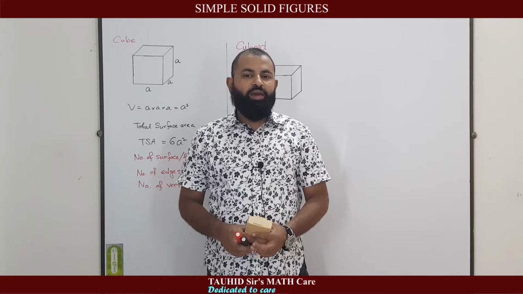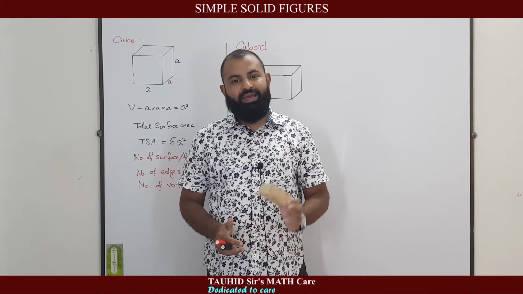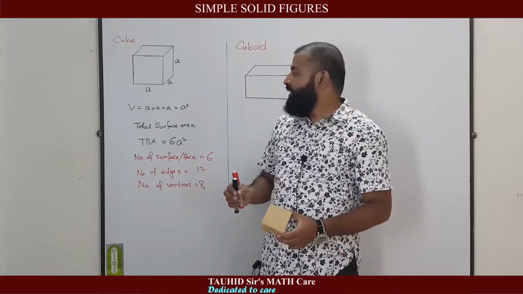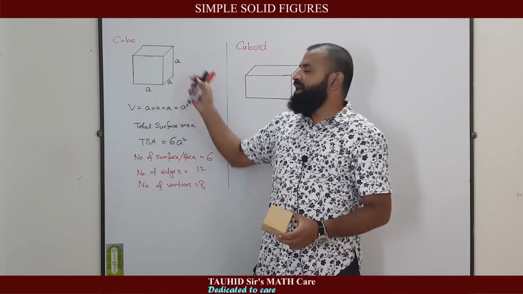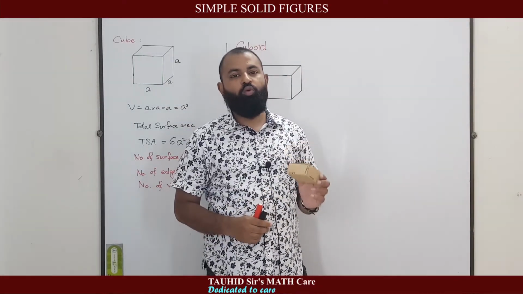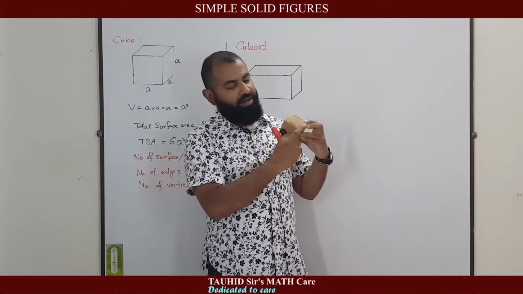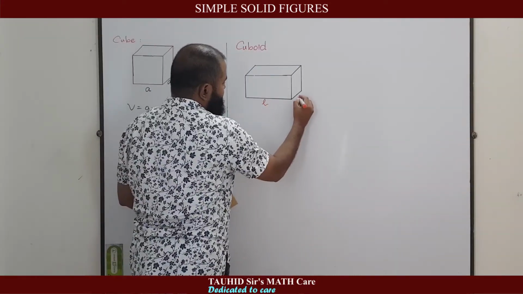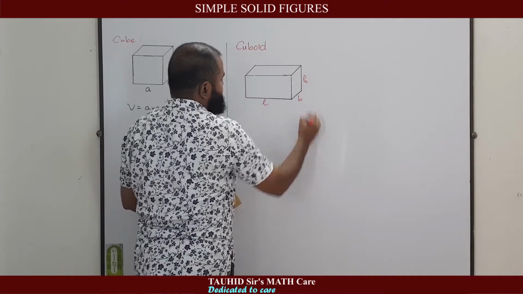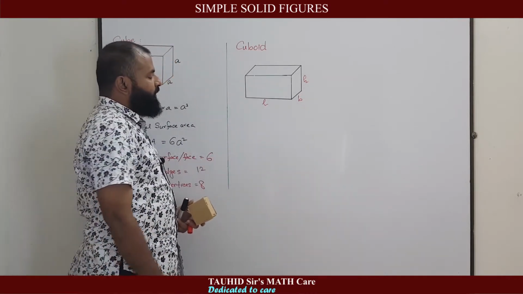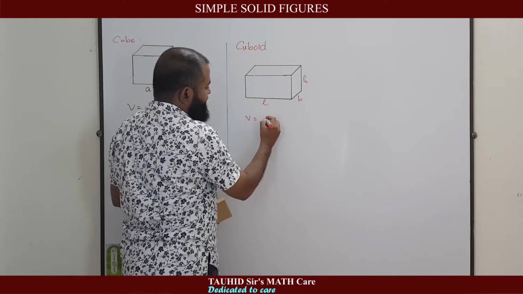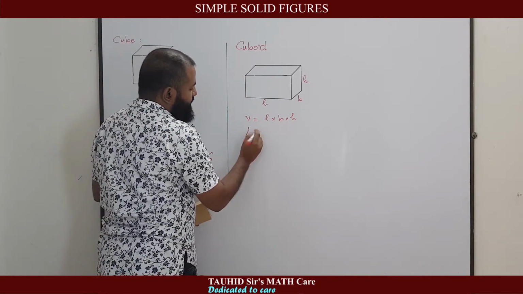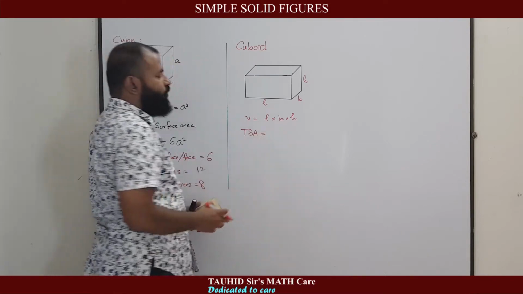Now we will learn about the cuboid. A cuboid is like a cube but not exactly the same as a cube. The difference is that in a cube the length, breadth and height are all the same, but in a cuboid the length, breadth and height are not the same. This side is length, this side is breadth and this side is height. So the volume of a cuboid is length into breadth into height, and what is the total surface area of a cuboid?